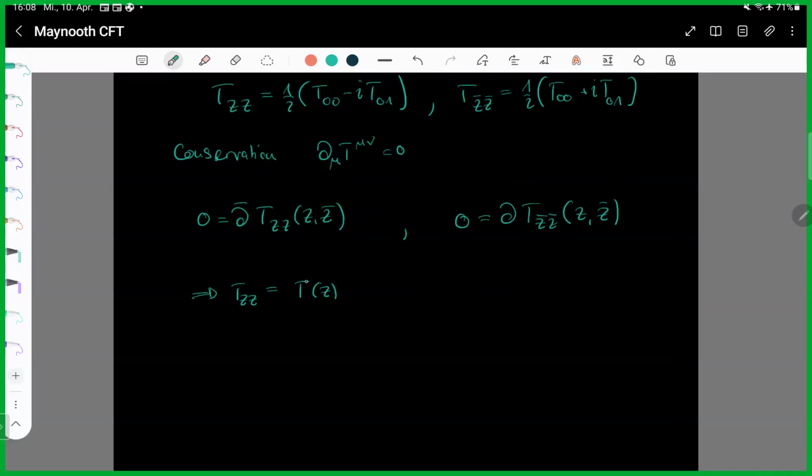And actually, let's write it like this. We don't always want to write the indices z z and z bar z bar. That's just too much. So we're going to define T of z as T_zz, and that's just a holomorphic function. And likewise, T bar of z bar is defined as T_z̄z̄, which only depends on z bar.